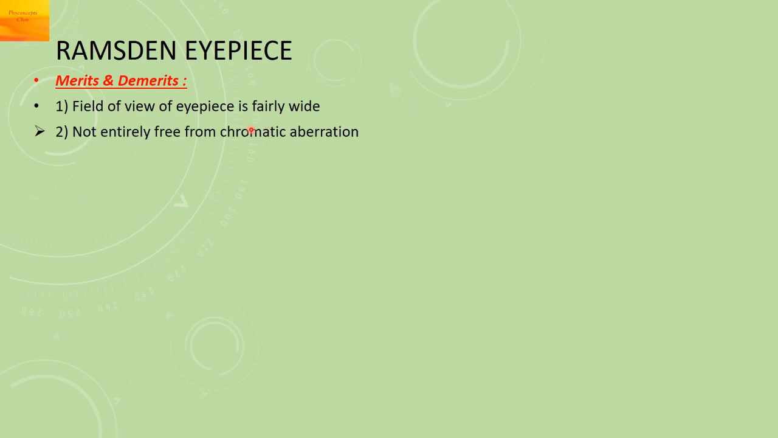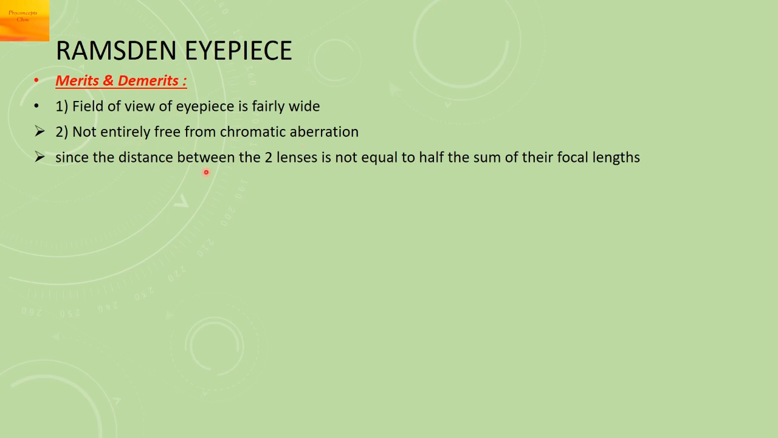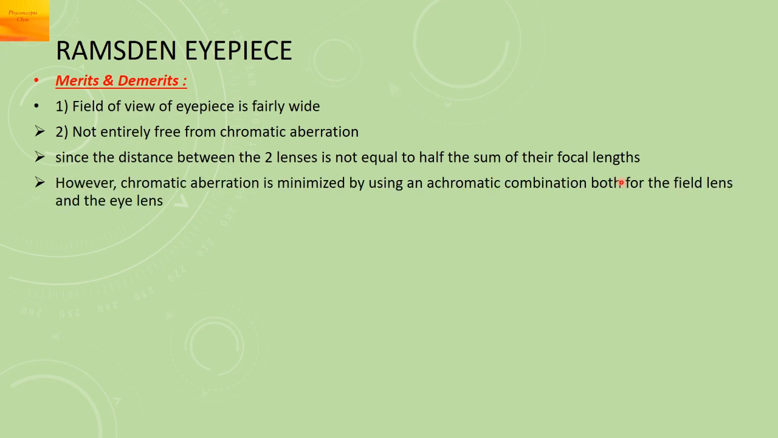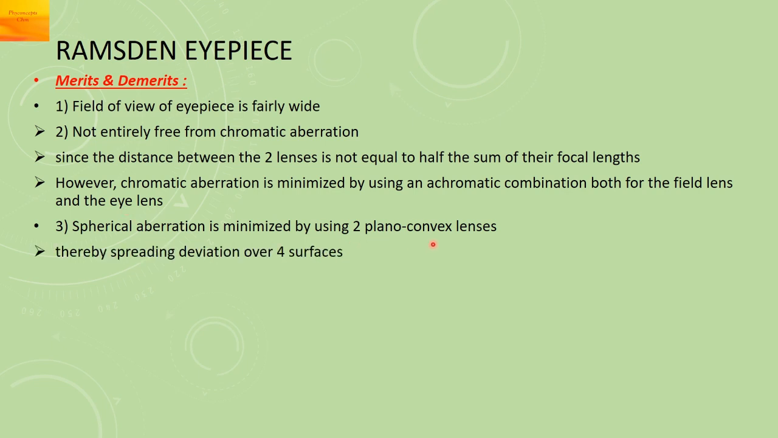Merits and demerits. Field of view is fairly wide. It is not entirely free from chromatic aberration, since the distance between the two lenses is not equal to half the sum of their focal lengths. However, chromatic aberration is minimized by using an achromatic combination both for the field lens and the eye lens. Spherical aberration is minimized by using two plano-convex lenses, thereby spreading the deviation over 4 surfaces.